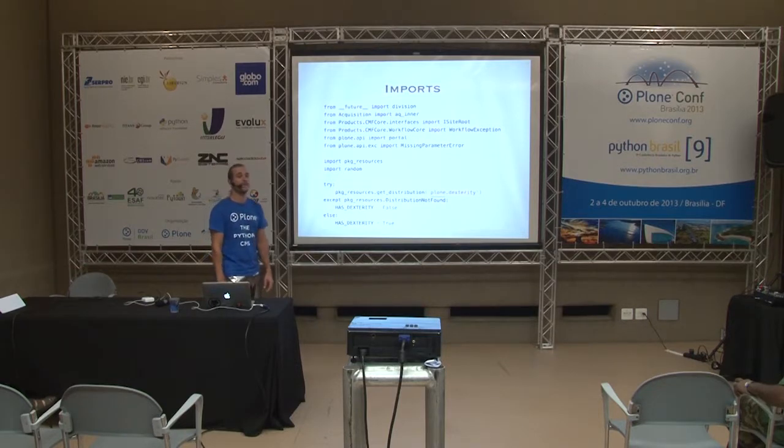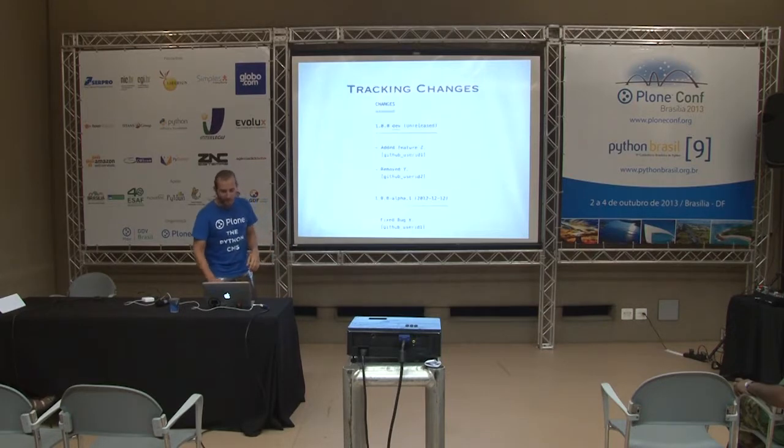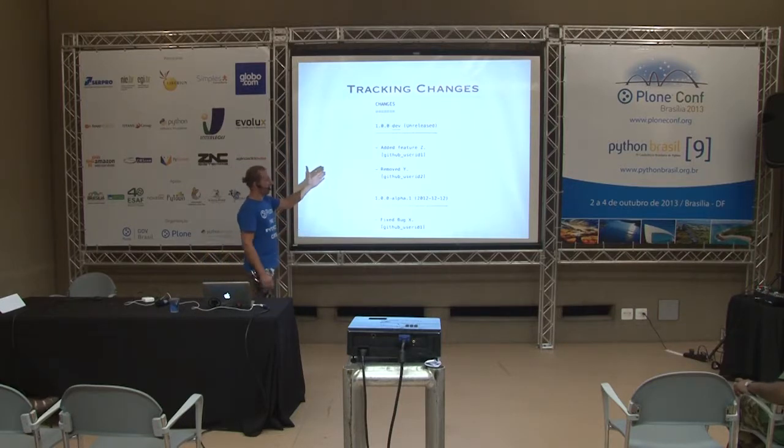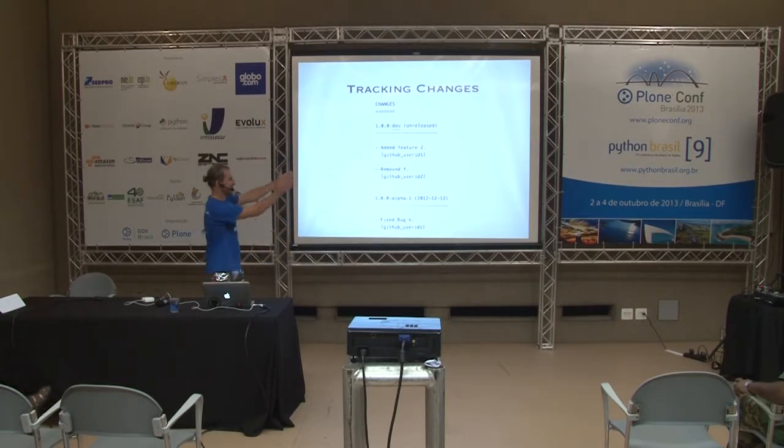Yes, uppers first and then alphabetically, and then uppers above. And because I becomes after F, we do have one new line here just to keep it visual. We also define how tracking changes should look, and the format of this, because every Plone package has a different look of the changes.rst file. So this is how it should look from now on.